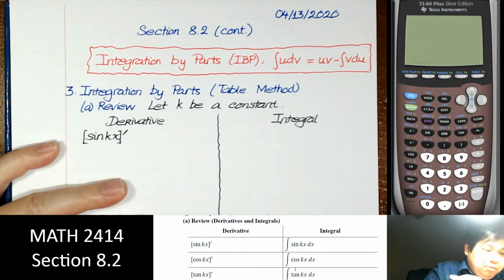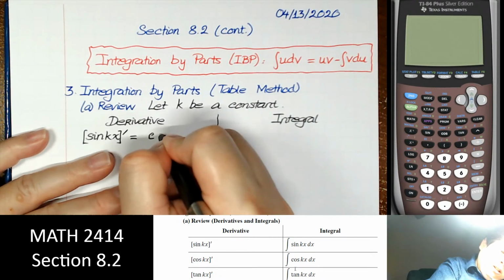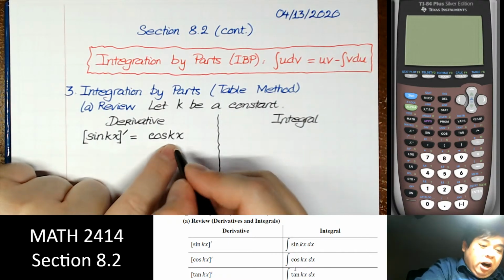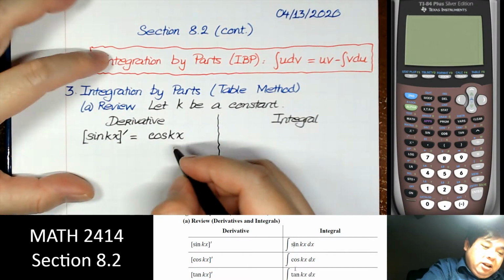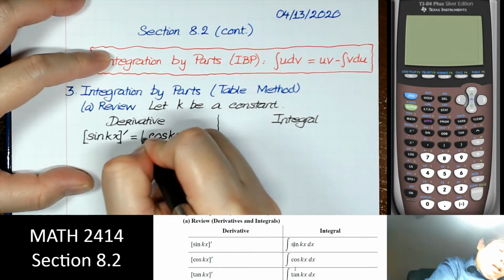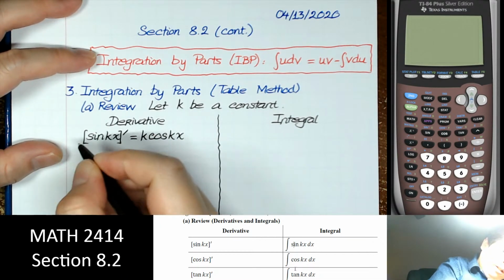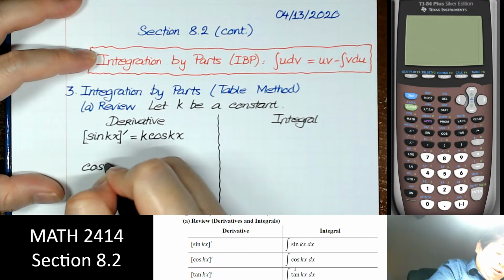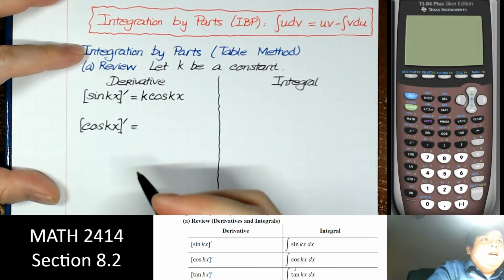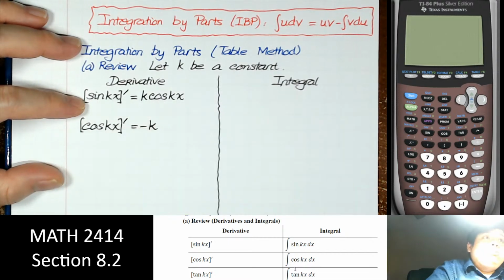So derivative of sine of k times x, derivative of sine is cosine. But when we multiply the variable or the angle x by k, using the chain rule, the derivative of that gives us the k here. Cosine: derivative of cosine is negative sine, and this time we multiply constant k to it.